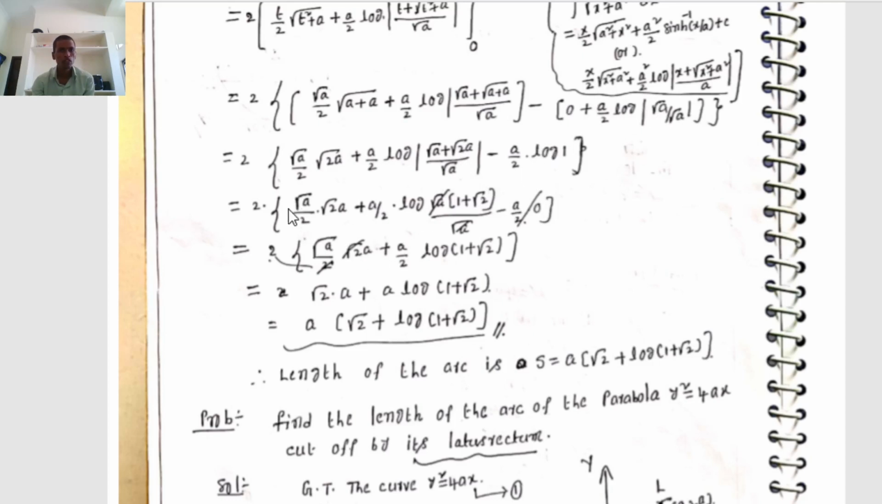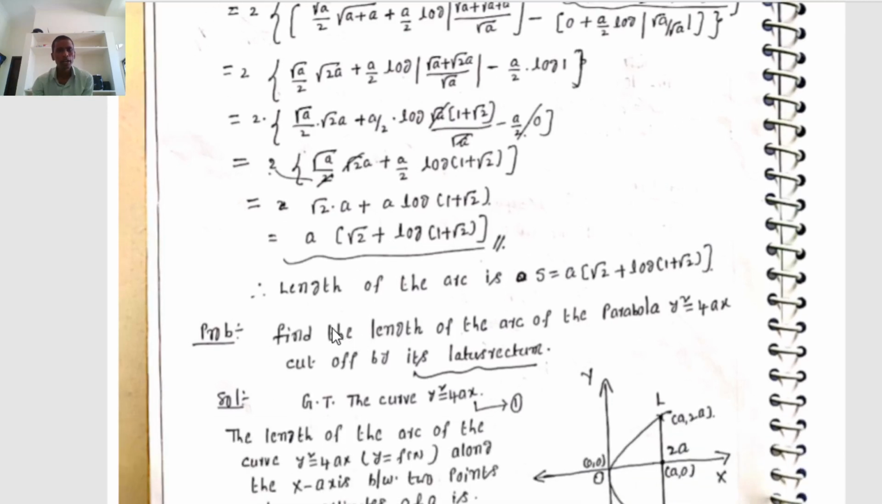Therefore, 2 into root of a by 2, into root 2a, plus a by 2 into log of, taking root a common outside, root a by 1 plus root 2a by root a gets cancelled. Therefore, root a by root of 2a plus a by 2 into log of 1 plus root 2.